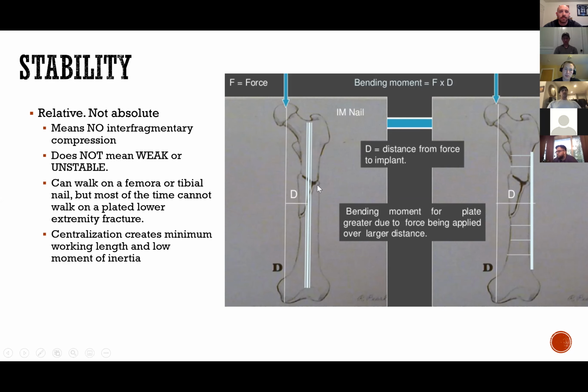So there's going to be a lot of stripping. In order to compress this fracture, you would have to violate a lot of the biology in order to do that. And a nail is a very biologically friendly device. I'll show you in the next slide.